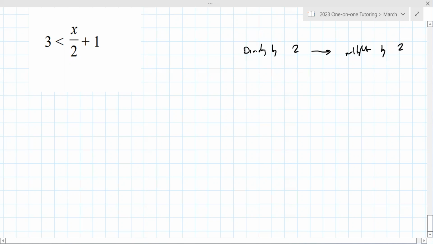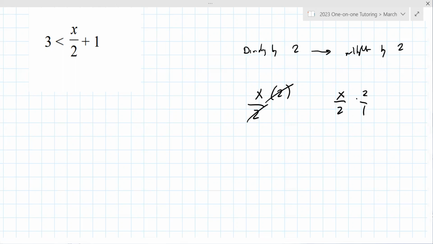X over 2 times 2 over 1 is, because it would have to be 2 over 1, correct? Sure. Or you can just multiply by 2 to get them to cancel. So you just get X. What you don't have to do is show 2 over 1. So 4 is, no. X is greater than, I'm trying to remember. X is greater than 4. Like this?